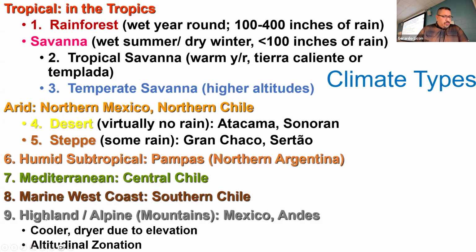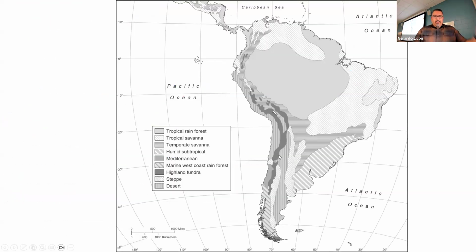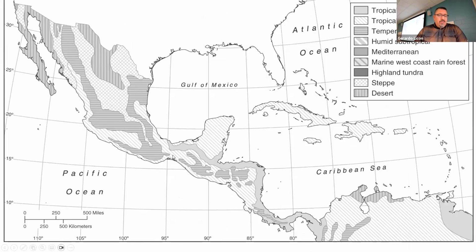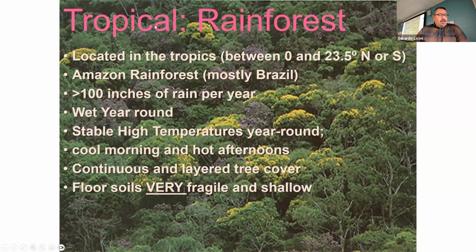These other ones I'll address more individually. So here's a map of where you can find these 9 different climate zones for South America, and then for Mexico, Central America, and the Caribbean. Again, a place is tropical if it is within the Tropic of Cancer and the Tropic of Capricorn. So between 0 and 23.5 degrees north or south.